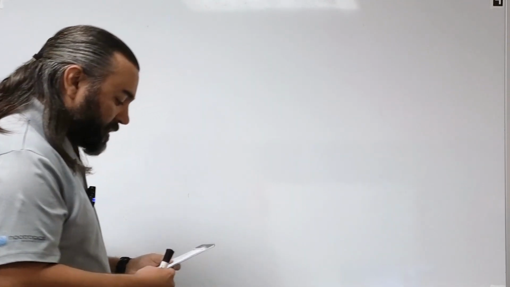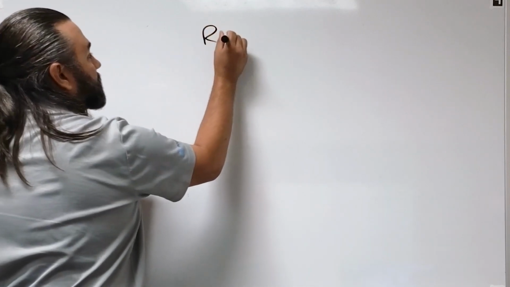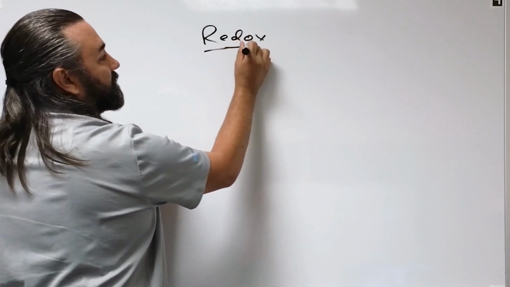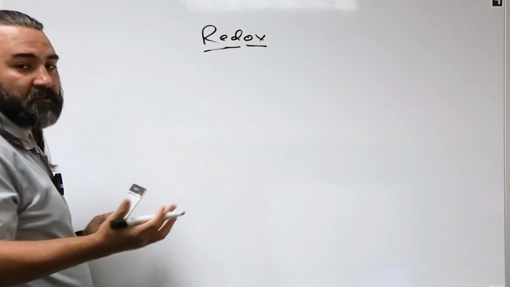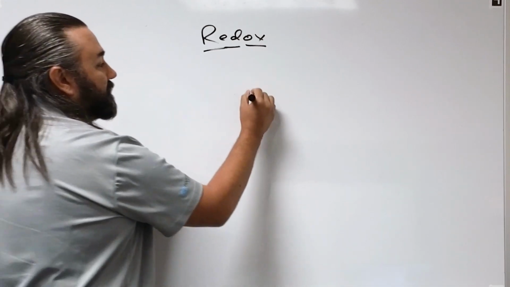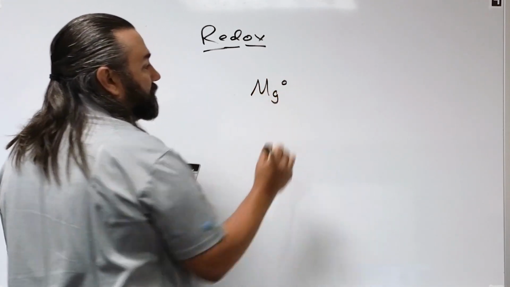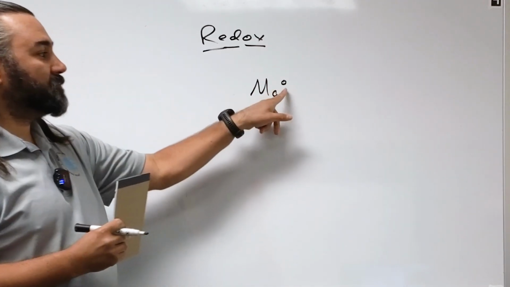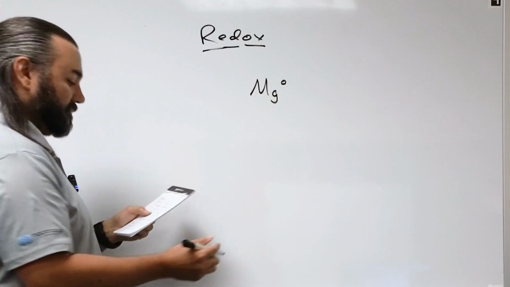Okay, so before we get started on the reduction of NMN, we need to talk a little bit about what is redox, what is oxidation reduction chemistry. So, redox. Redox stands for reduction and oxidation. In this Reddit post that I'm referring to, the redox reaction that was stated was using magnesium metal. They use magnesium ribbon, magnesium powder, magnesium metal, magnesium with a zero charge. That's what the little zero here means.